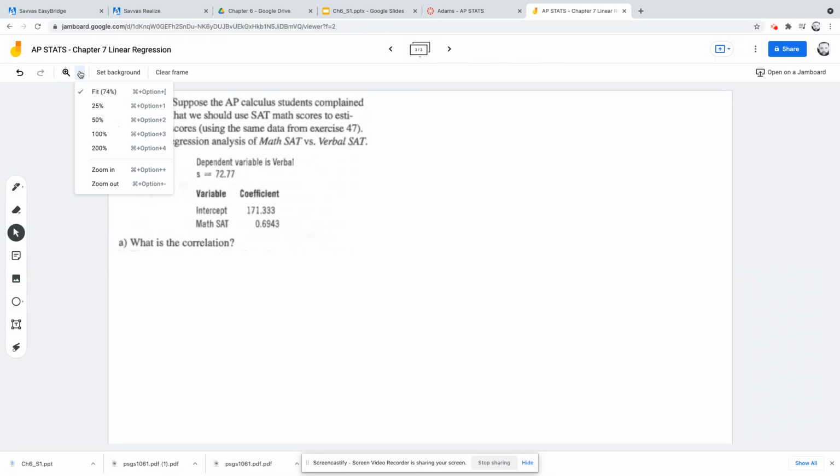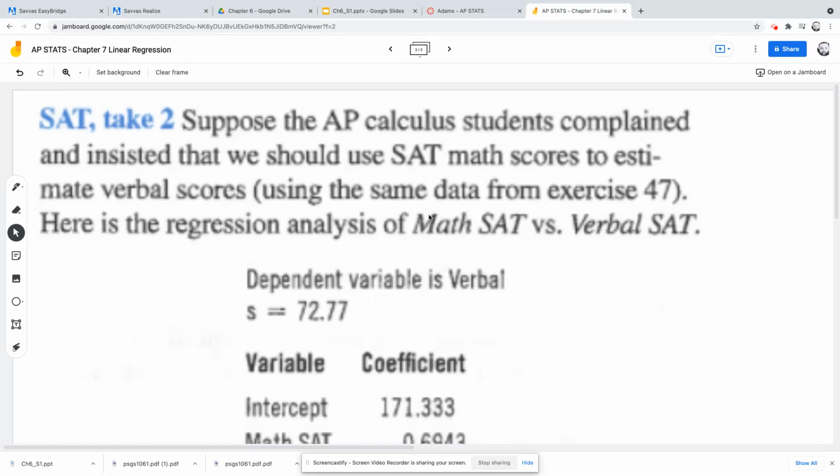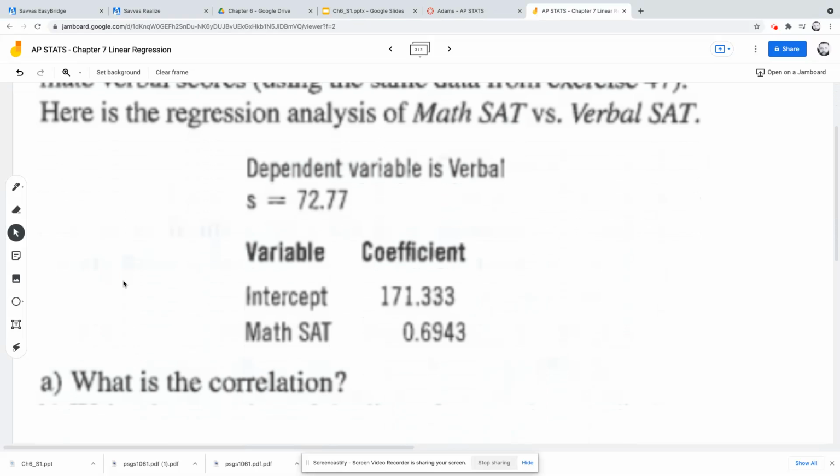So for this particular problem, it says, suppose that the AP Calculus students complained and insisted that they should use SAT math scores to estimate verbal scores. And it says, what is the regression analysis of math SAT versus verbal SAT? And here they give us some information. And then it asks us, what's the correlation between the two, right?